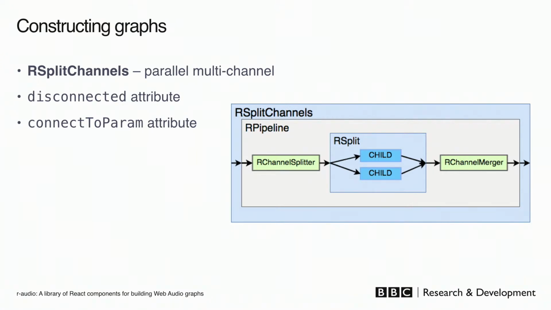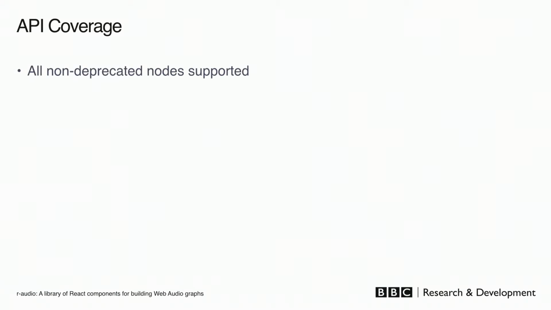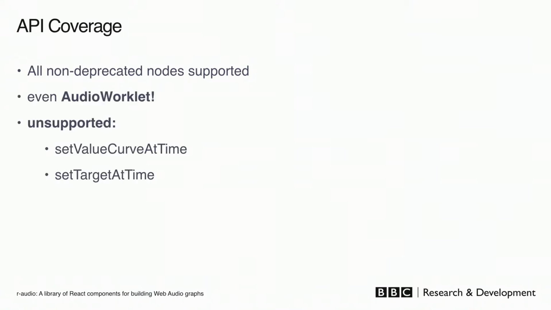The beauty of this architecture is you can compose these components to create weird graphs. Here we're using a channel splitter and a channel merger to have a component that distributes its children between the various channels. Our audio currently is open source, and it supports all non-deprecated nodes, including the audio worklet. There are a couple of methods I haven't had time to add in yet.